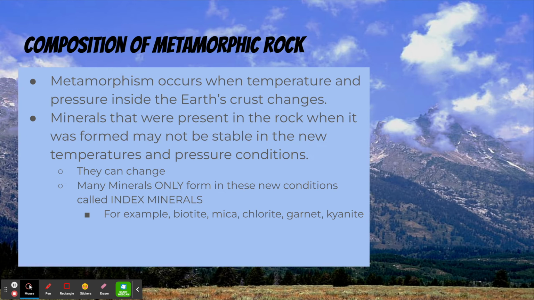All right, so composition of metamorphic rock. Metamorphism occurs when temperature and pressure inside the Earth's crust changes. Minerals that were present in the rock when it was formed may not be stable in a new temperature and pressure condition, so that can change the mineral itself. Many minerals only form in these new conditions, and we call those index minerals. Some examples: biotite, mica, chlorite, garnet, and kyanite only form in those intense heat and pressure conditions. So we would call those index minerals.